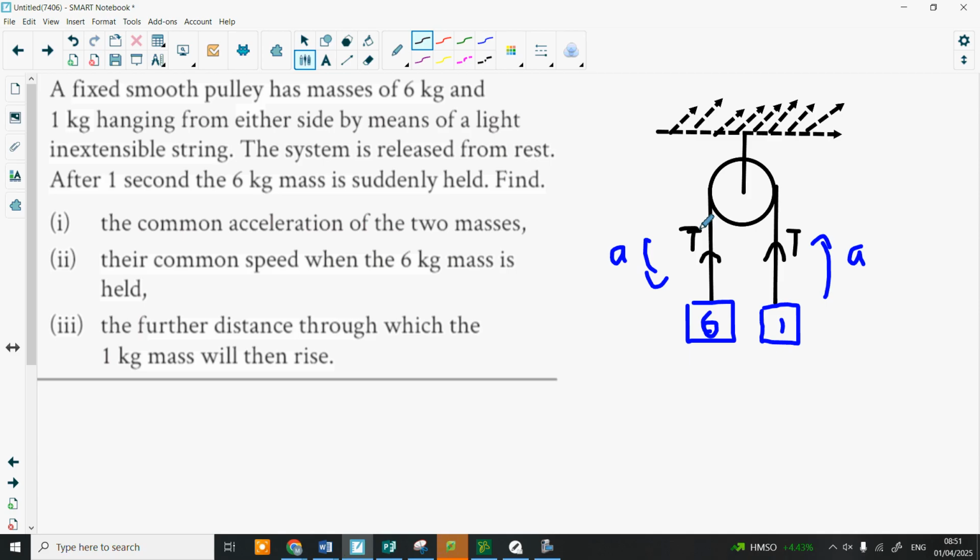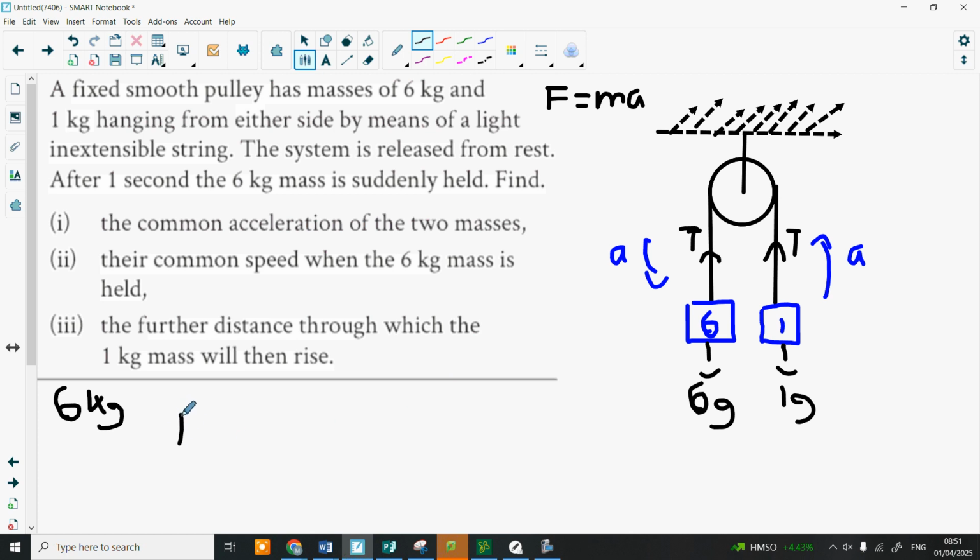What's causing it to go downwards? It's weight or gravity, 6g. The other one, 1g. Now, you pick one of them, either the 6 kilogram or the 1 kilogram. Let's go with the 6 kilogram. You're always using force equals MA. Are you cool with that?